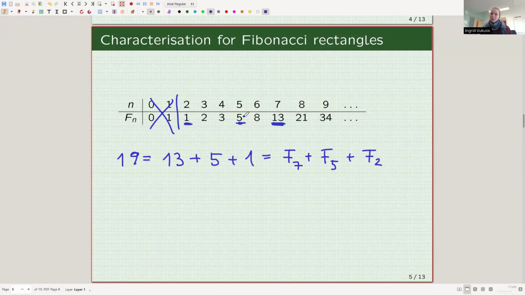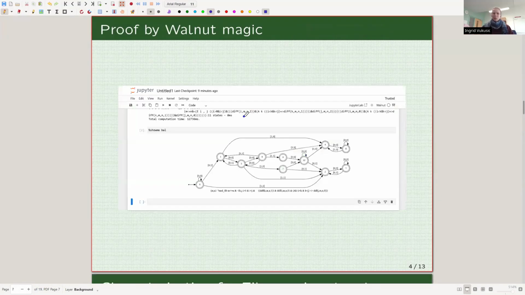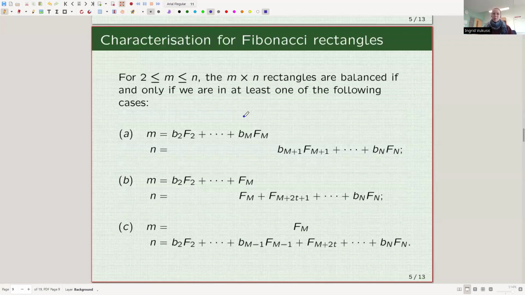Or for people who know Ostrowski representation, this is, of course, just a special case of Ostrowski representation for the golden ratio. Okay, and then if you know this, you can translate this into a string of zeros and ones. You can go back to the automaton, stare at it really hard, and you can find out exactly which pairs m and n are accepted by this automaton, and those are the ones where we are in the balanced situation. It turns out that they are exactly the numbers of the following 3 shapes. So I'm assuming that we've got 2 ≤ m ≤ n.